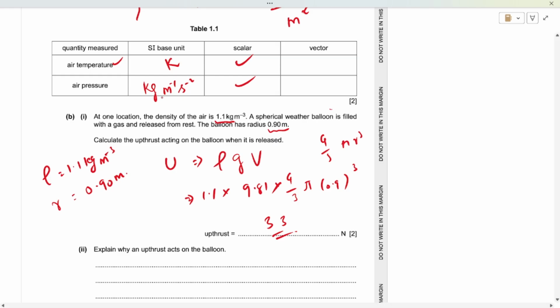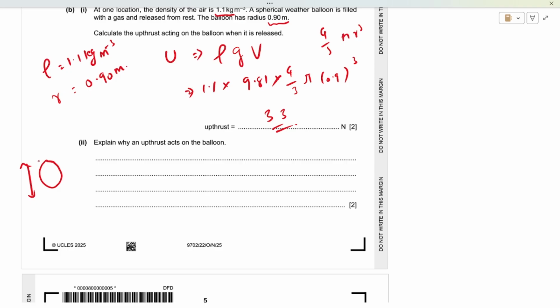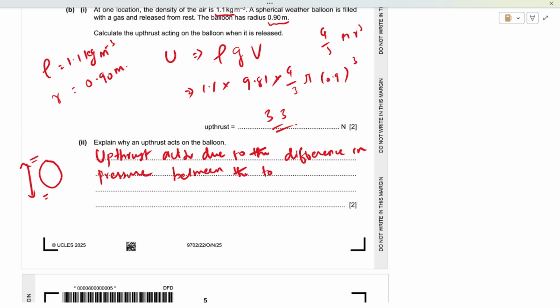Going for the next question: explain why an upthrust acts on the balloon. Why is an upthrust acting on the balloon? We know that due to the variation of pressure at two different regions, at the topmost and the bottommost point of the balloon, due to the variation in height, an upthrust will act. So you can write that the upthrust acts due to the difference in pressure between the top and bottom surfaces.